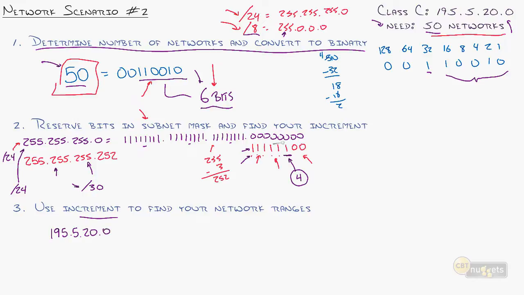195.5.20.0 and just start adding 4 to the last octet because that's where the increment is. So 195.5.20.4, .8, .12, you see where this is going, .16, down, down, and down we go. So that's the start of every single network that I would need for this organization. So what's the end? Well, just subtract 1: 3, subtract 1: 7, subtract 1: 11. Now I'm writing this shorthand, it's actually 195.5.20.0 through 195.5.20.3, through, you see what I mean? So I'm just writing them shorthand.